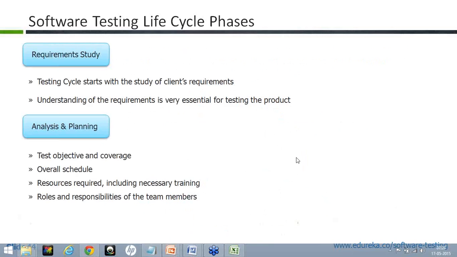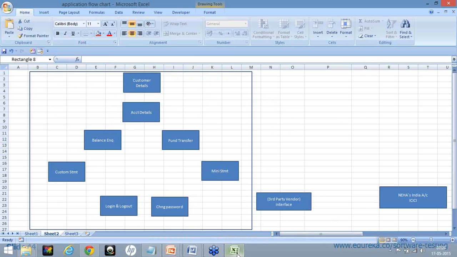And next, analysis and planning. What is this analysis and planning? This is what we saw in the test planning. So what are the objectives? I said in scope and out scope. What is there for this release? Sometimes they would say, let me just open my flow chart again.